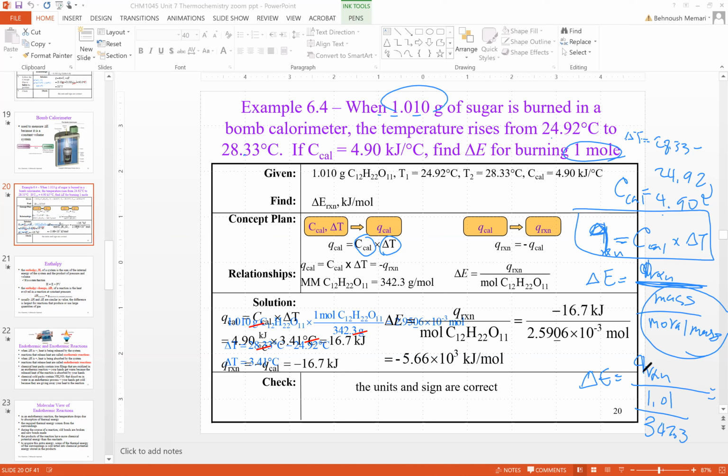Whatever number is calculated is the delta E, or the amount of heat released per mole of that sugar. Okay, so we will find the value for Q. We will find the number of moles, and we divide the Q by the number of moles in order to find the delta E, or the amount of heat per mole.